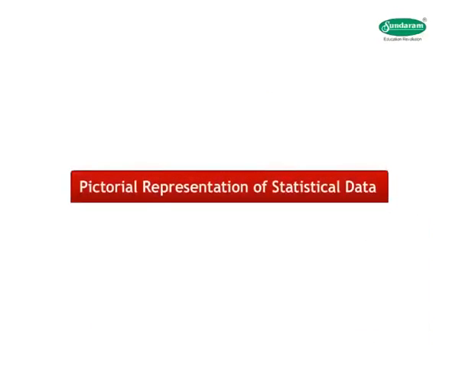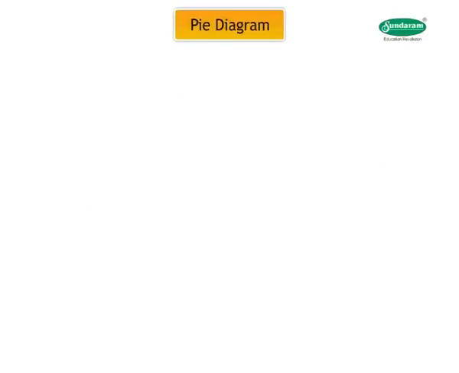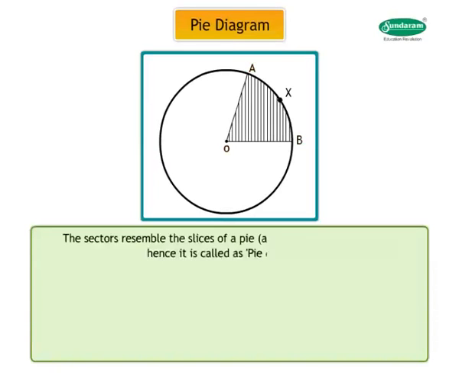Let's look at the different pictorial representation of statistical data. First, we will start with pie diagram. In this diagram, the values of items or components are represented by sectors of circle formed using radii. The sectors resemble the slices of a pie, a bakery product like cake. Hence, it is called as pie diagram.